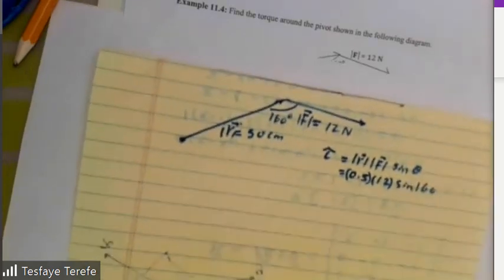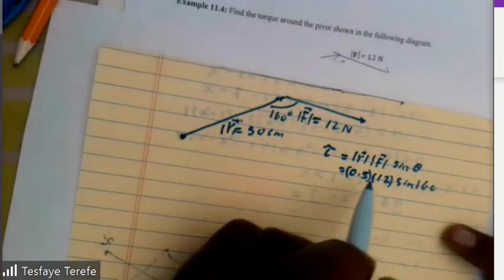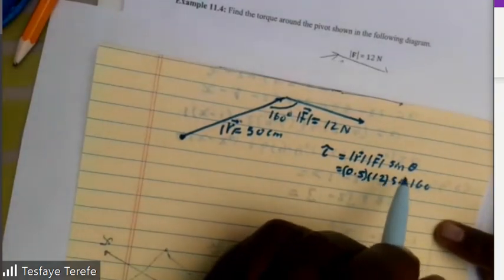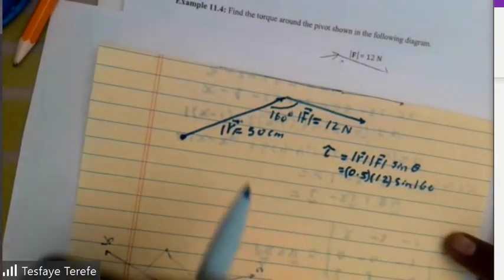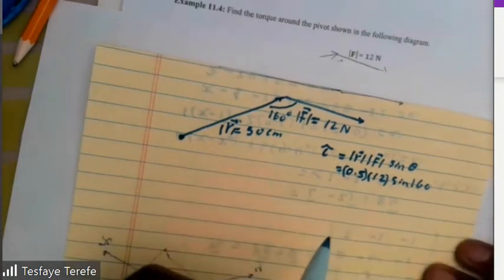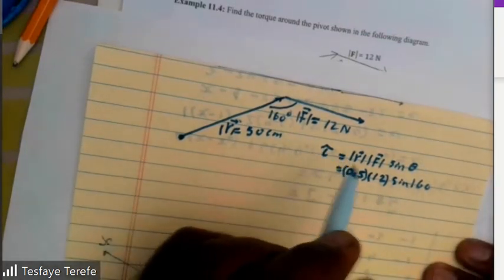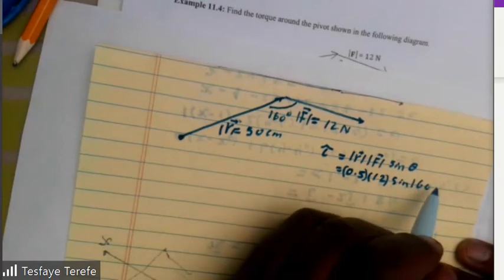Okay, so our work will be like this. Tau equals the norm of R, norm of F, sine of theta. That means 50 centimeters is 0.5 meter, and you have 12 Newton, and sine of 160 degrees. Am I right?